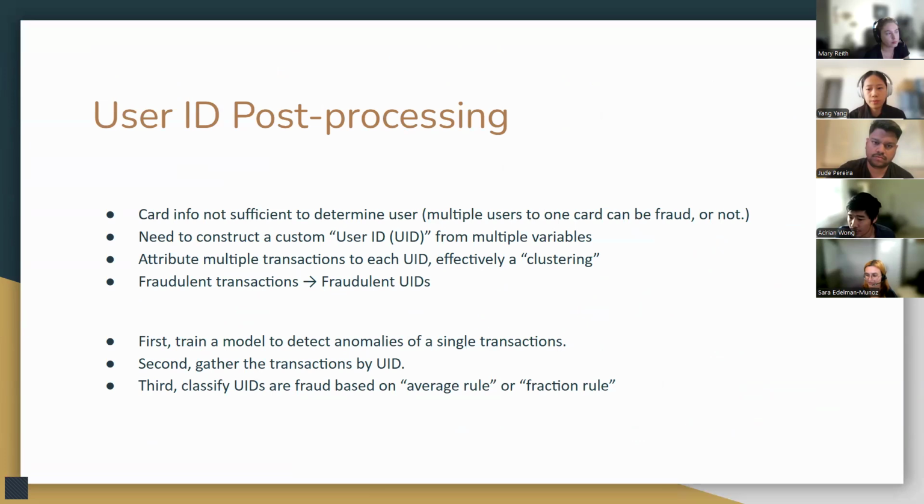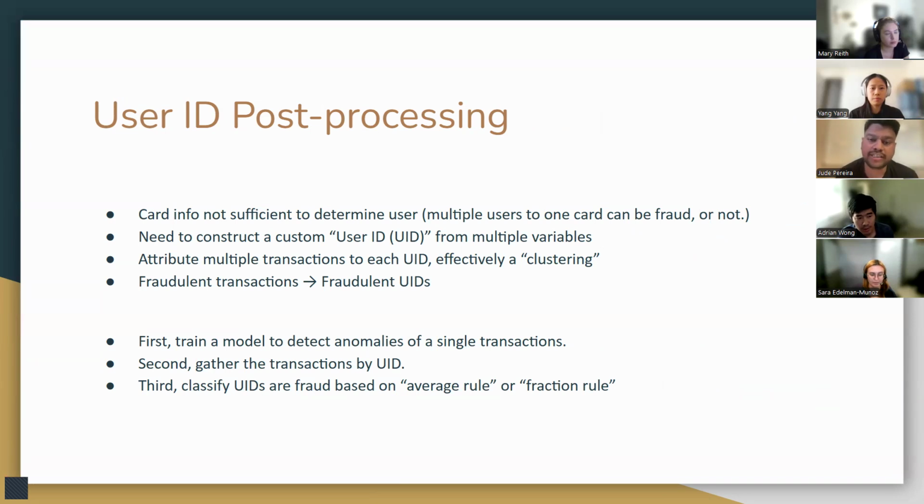After the autoencoder, we add a post-processing step that uses user ID to help determine fraud. Essentially, card info alone is not sufficient to determine users, as many users can be associated with one card. Some of these users may or may not be fraudulent. We use multiple variables such as geographical location in addition to card info to determine users. This is essentially a clustering step which allows for the characterization of aggregate behavior in addition to single transactions.